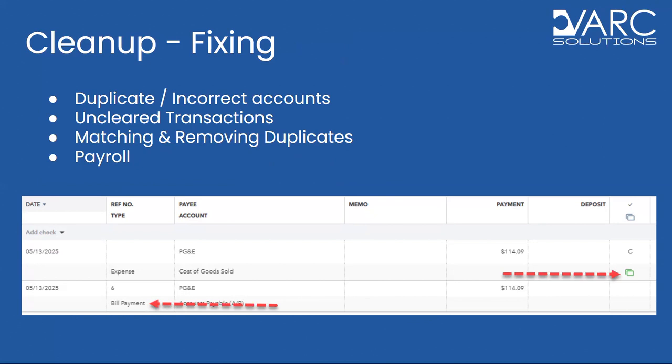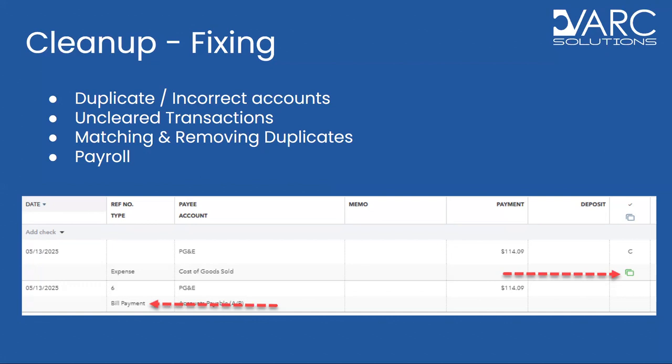Duplicate, incorrect accounts. Oopsie, their deposits were previously input into the checking account, but it actually should have been in another. Does it make sense to move those entries, merge the accounts? I'm not sure. Uncleared transactions. Are they really uncleared, or is there a single bank entry, but two payroll liability payments? Here is that reminder to check your questions account for possible matches. Matching and removing duplicates, as you see below on the screen.